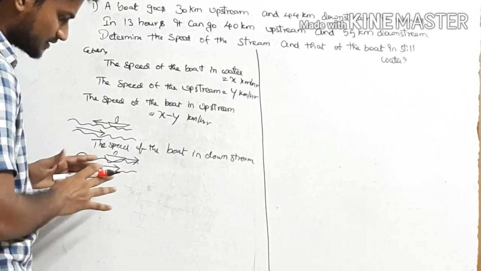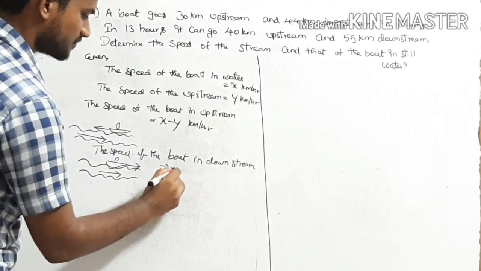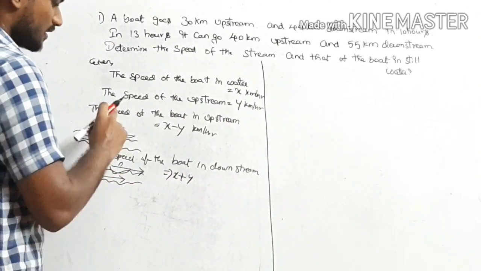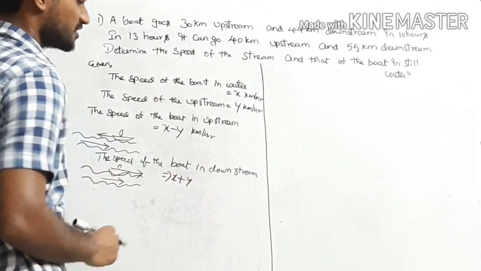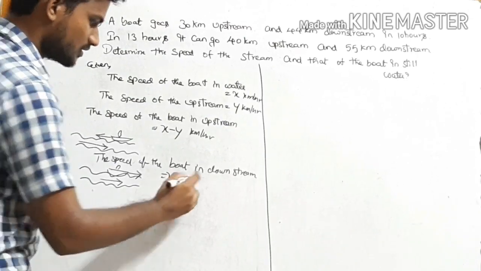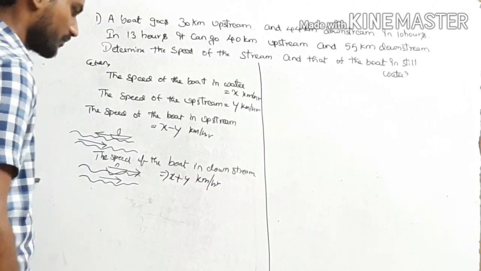Then the speed is increased. So we can write x plus y. This x is the speed of the boat in water, and y is the speed of the stream. Both are summative. Then the speed is increased.